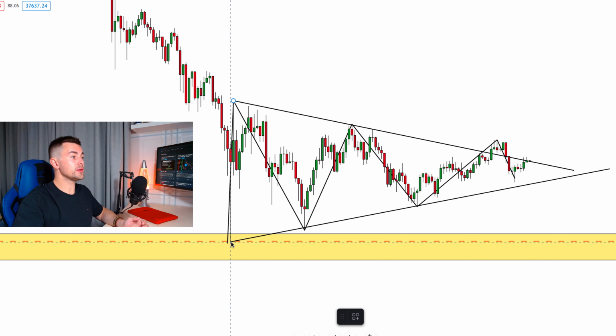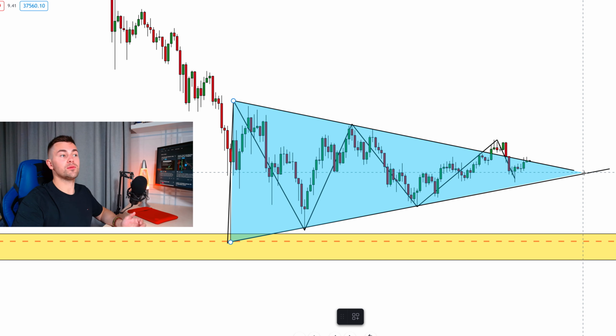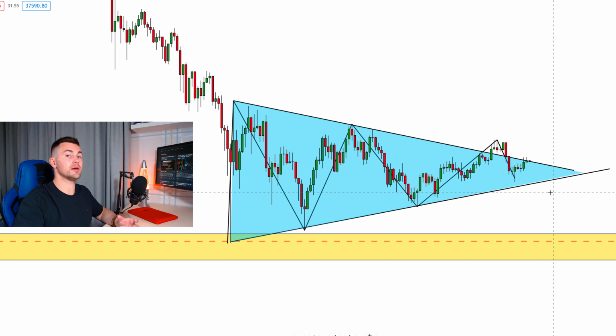And why is this triangle important for us? First of all, the symmetrical triangle is an indecision pattern, and most of the time it is formed while the market is weak and the market participants are waiting for some trigger. And most of the time the direction of the breakout of the triangle shows us the future direction of the market. Yes, of course it is not a 100% chance, but it dramatically increases the chances.